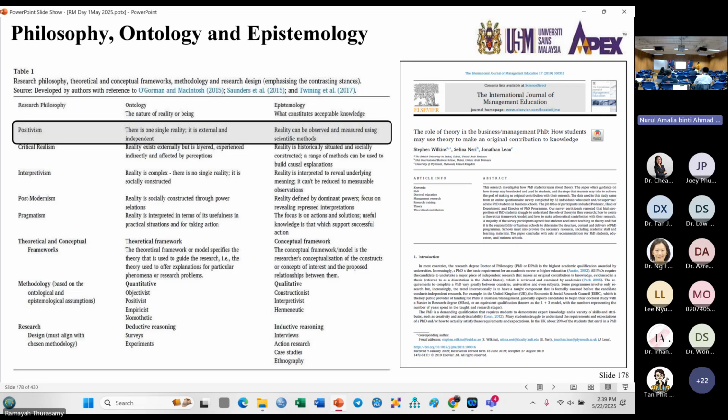So if you are in positivism, which most of us are, we are saying there is only one single reality. Significant, not significant: you look at the data, it is the same data. Another person looks at the data, also the same data. Cannot change. That's why it's called single reality. The epistemology is that reality can be observed and measured. So for any quantitative study, you have variables, and these variables must be measured. If you cannot measure the variable, you cannot. That's the idea of positivism.